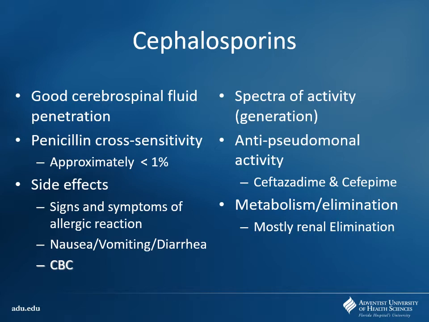Now, as far as antipseudomonal activity, there are only 2 of these that are going to cover Pseudomonas: ceftazidime and cefepime. Okay, so keep those in the back of your mind. We're going to talk about those later. And then again, mostly renally eliminated. There's one notable example of a cephalosporin that is not renally eliminated. We'll talk about that in a moment, but keep in mind the other ones need to be renally dose adjusted.